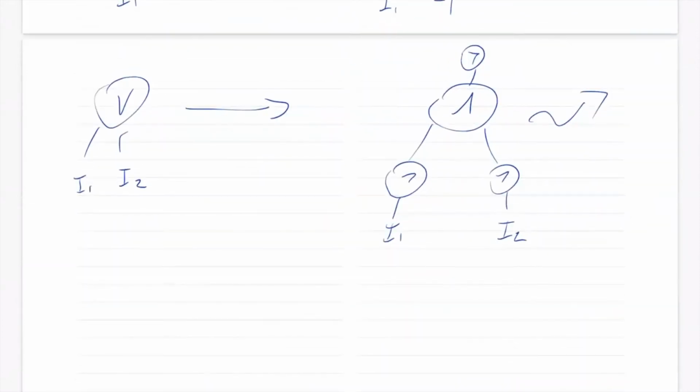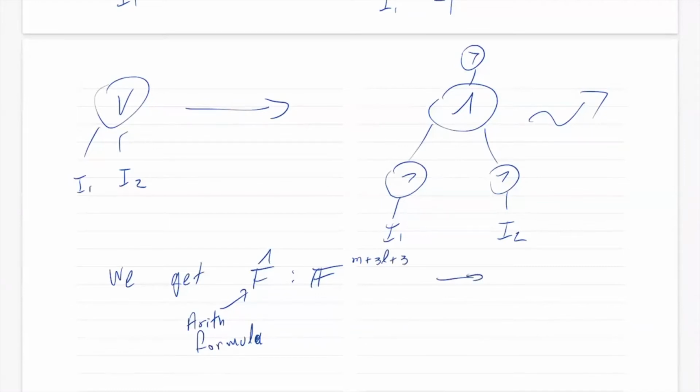I just transform all the gates from Boolean gates to the appropriate arithmetic gates. We get a formula. So f hat is now an arithmetic formula. But as a function, it's a function from F^(m+3l+3) into F, where before f was the same only with {0,1} instead of F. And the degree of f hat is at most the size of the original formula.